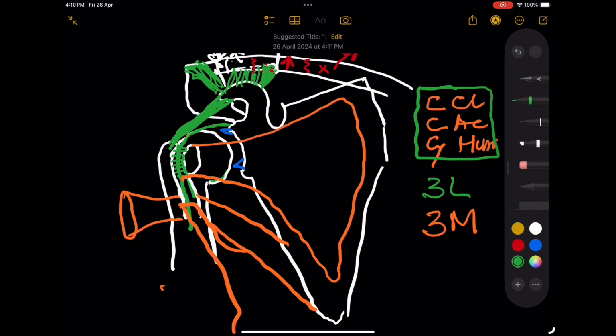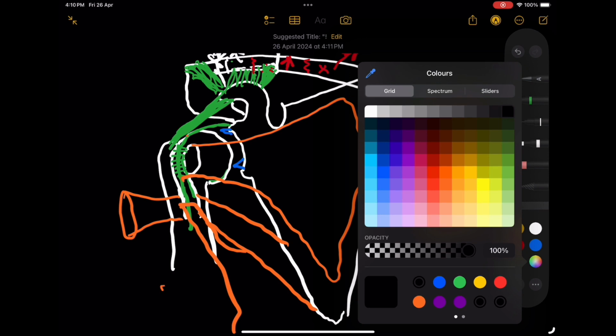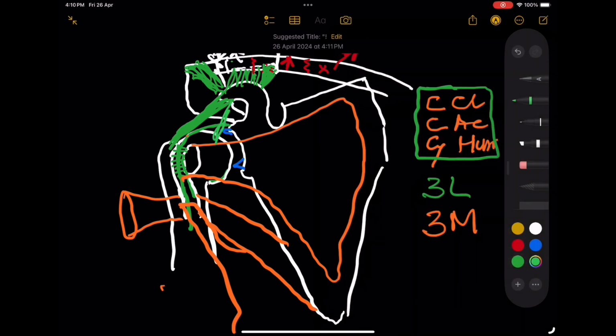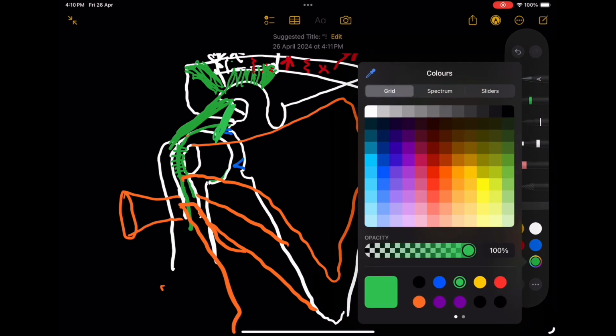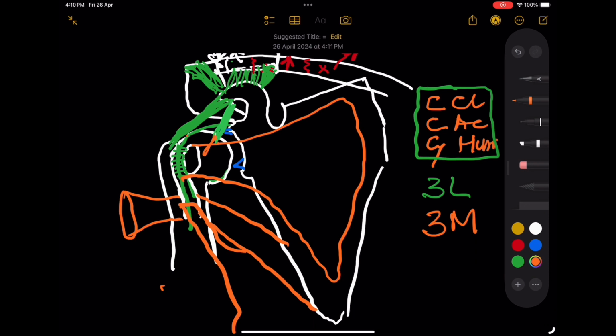Now we'll place the three muscles. The three muscles are the long head of the biceps. The biceps has two heads, the short head and the long head. The long head of the biceps is originating from the supraglenoid tubercle and passing through the bicipital groove. The short head is originating from the coracoid process, which we have just made.